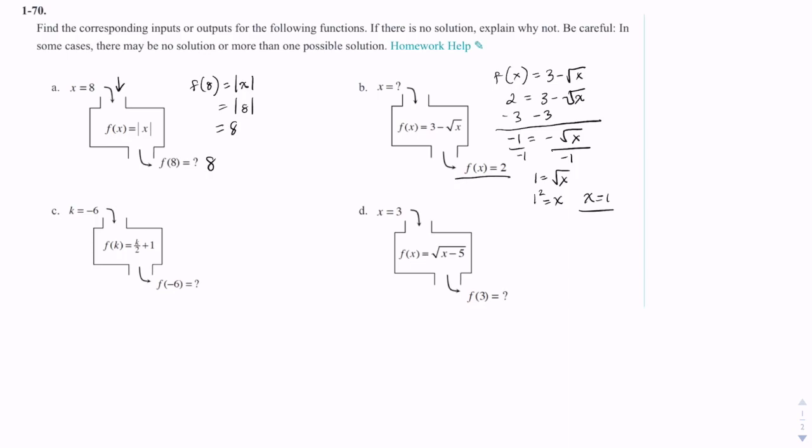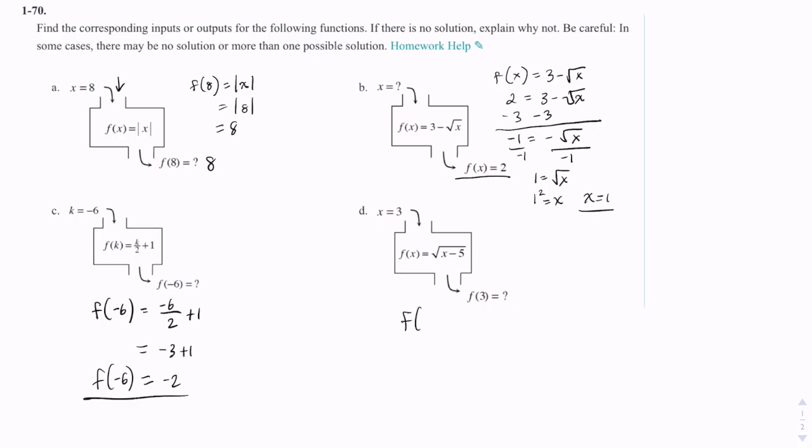Okay, for C, a negative 6 goes in. So I have f of negative 6 equals negative 6 over 2 plus 1, which equals negative 6 over 2 is negative 3, plus 1. So f of negative 6 equals negative 2. That's the output. And then D, it says if I put a 3 in, what happens, right?